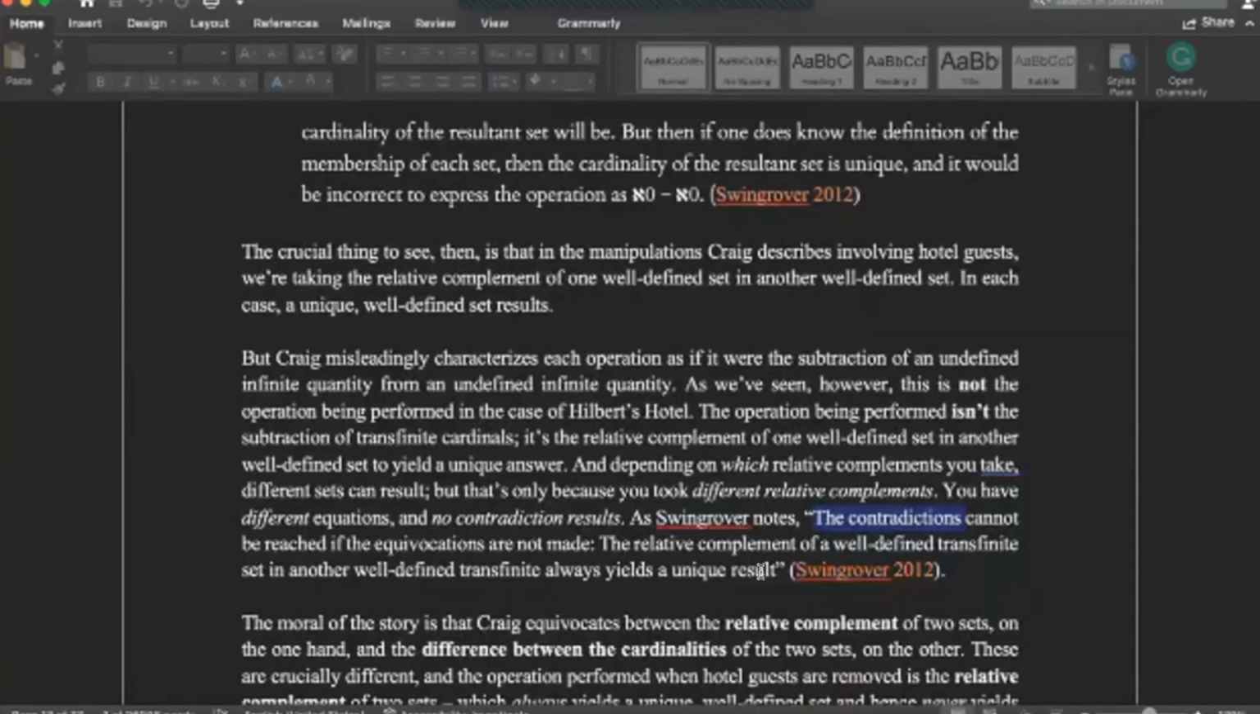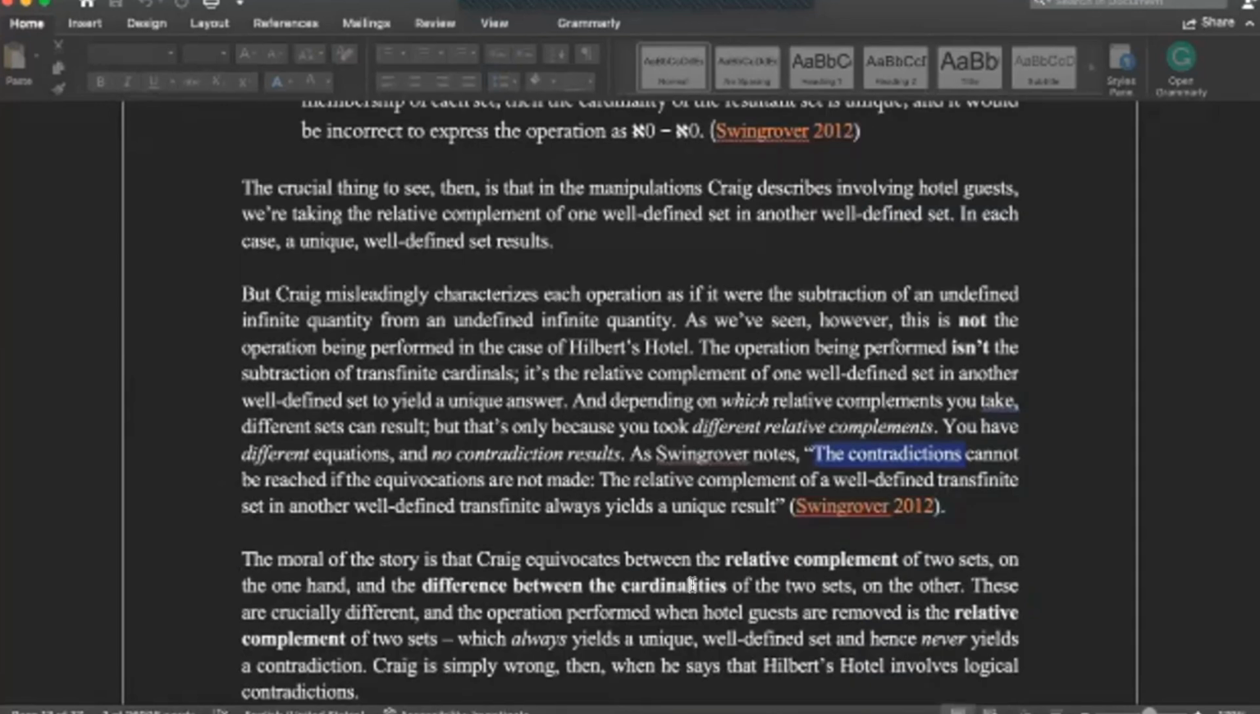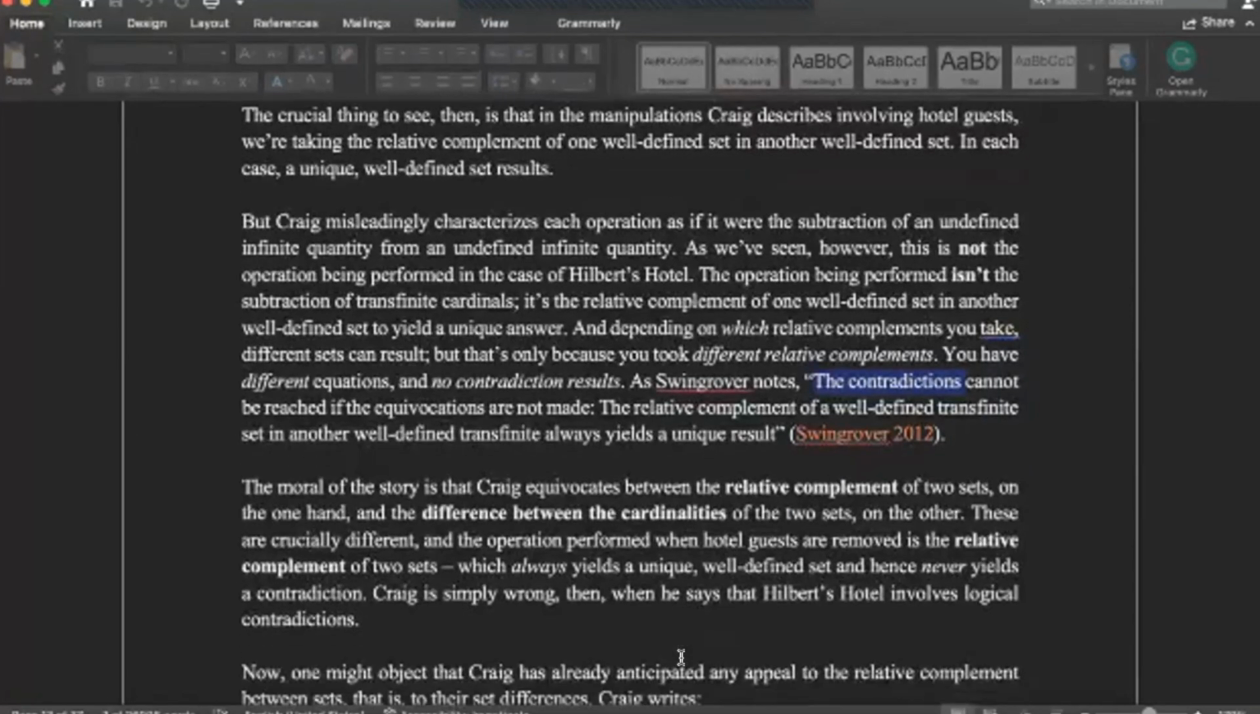So the moral of the story here is that Craig equivocates between the relative complement of two sets on the one hand, and the difference between the cardinalities of the two sets on the other. These are crucially different, and the operation performed when hotel guests are removed is the relative complement of two sets, which always yields a unique, well-defined set and hence never yields a contradiction. Craig is simply wrong then when he says that Hilbert's Hotel involves logical contradictions.